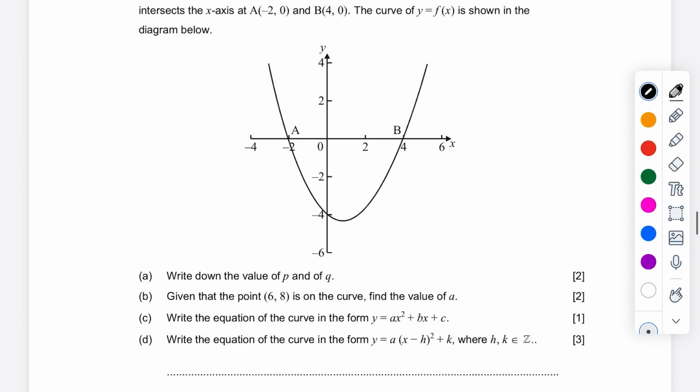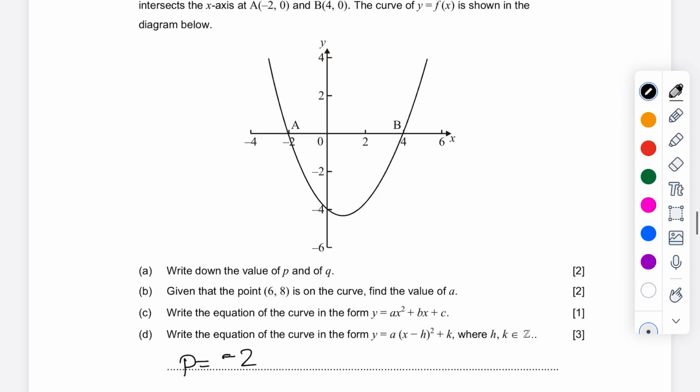Question number 27. Find the values of P and Q. The equation of the curve may be written as y equals a times (x minus p) times (x minus q). The curve intersects the x-axis at (-2, 0) and (4, 0). Write down the values of P and Q. So P equals -2 and Q equals 4.